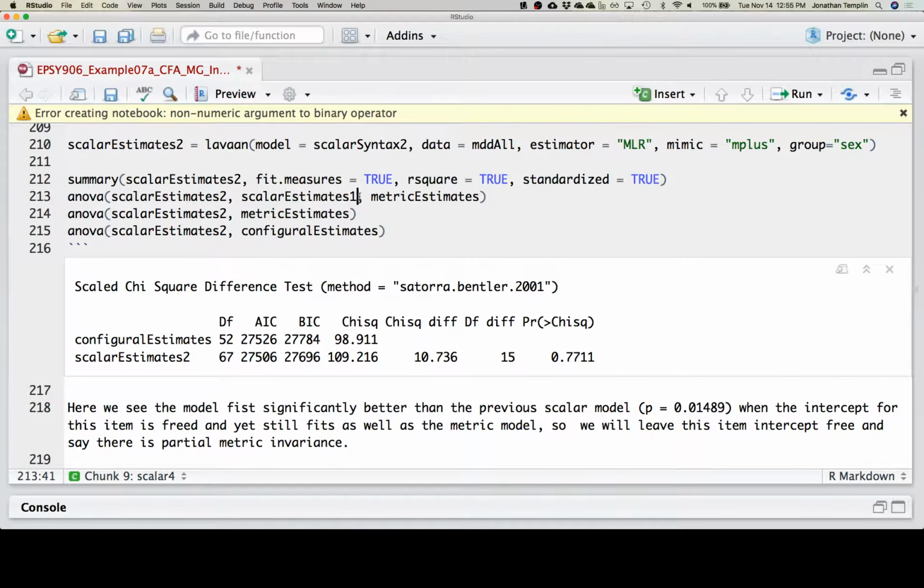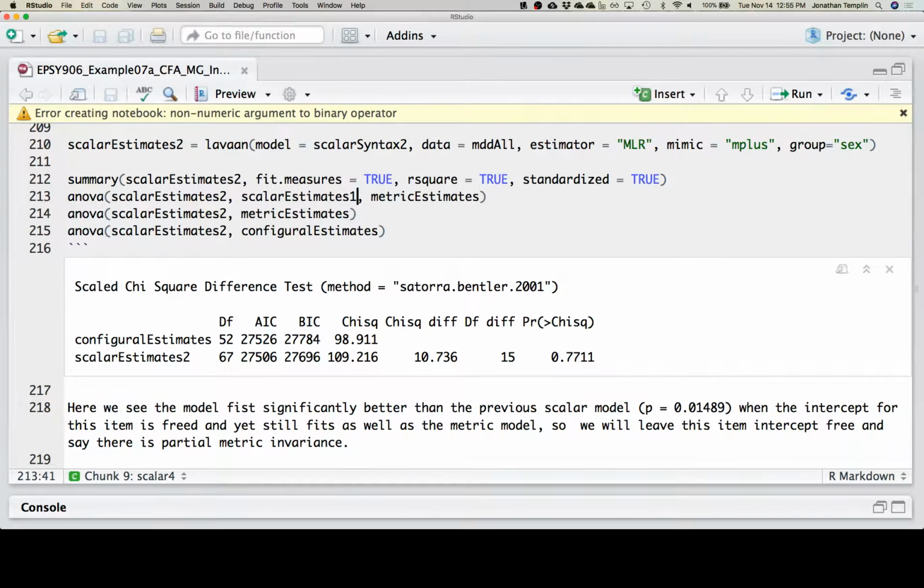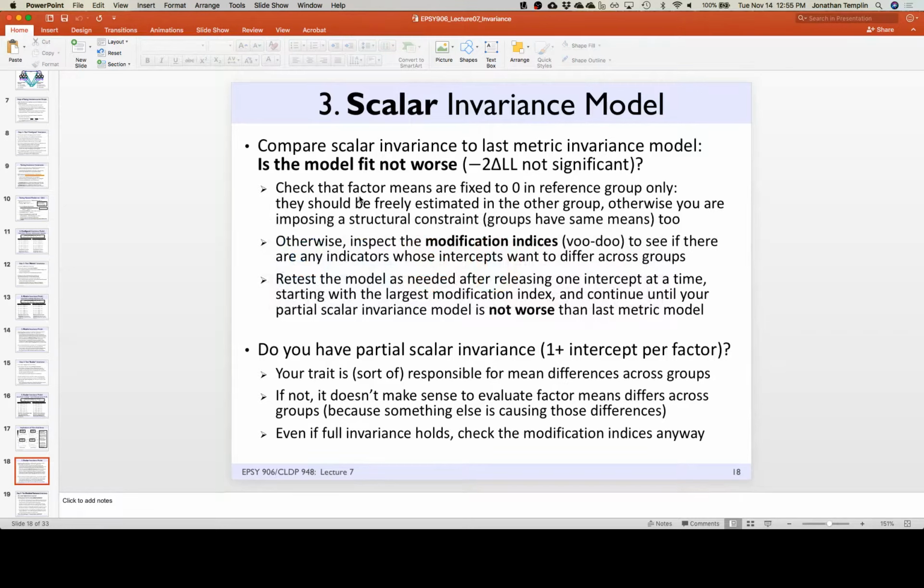Questions? Okay, the next step in the process is to look at, well, here I can just go over my slides.